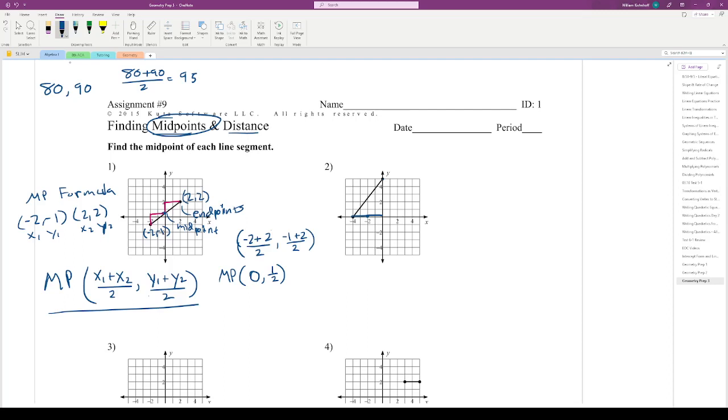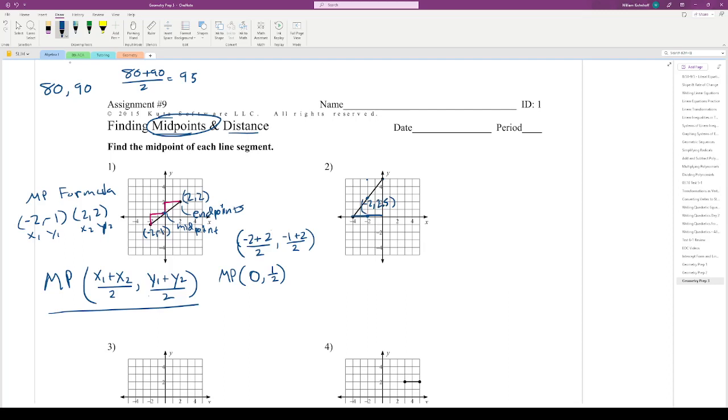Then I need to go up 5 to reach my other end point. So in the y direction, I need to go up half of 5, which is 2.5. So right here at negative 2, 2.5, that's my midpoint.